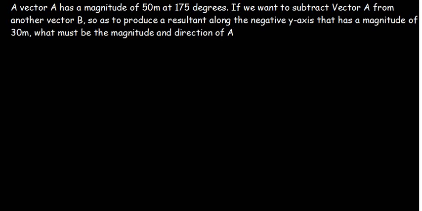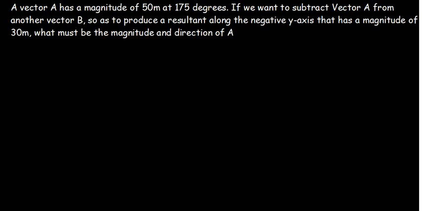Let's go over this question which you've been given. A vector A has a magnitude of 50 meters at 175 degrees. If we want to subtract vector A from another vector B so as to produce a resultant along the negative y-axis that has a magnitude of 30 meters, what must be the magnitude and direction of A?